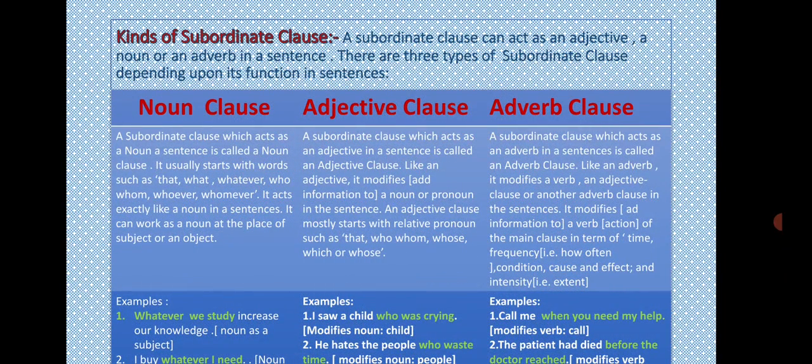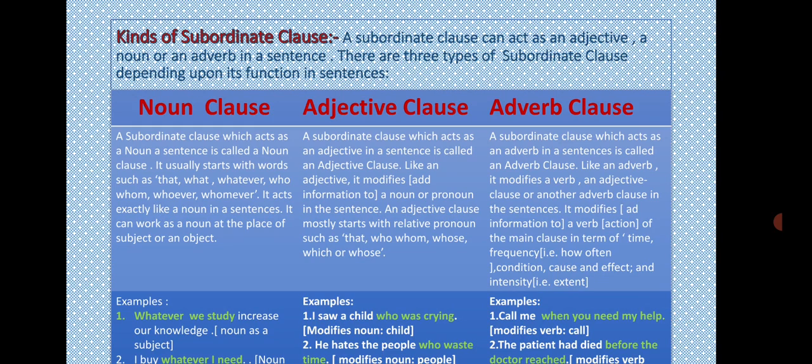Noun clause. A subordinate clause which acts as a noun in a sentence is called a noun clause. It means when a subordinate clause plays the role of a noun in that sentence, it is called a noun clause. It usually starts with words such as that, what, whatever, who, whom, whoever, whomever. It acts exactly like a noun in a sentence. It can work as a noun in the place of a subject or an object.